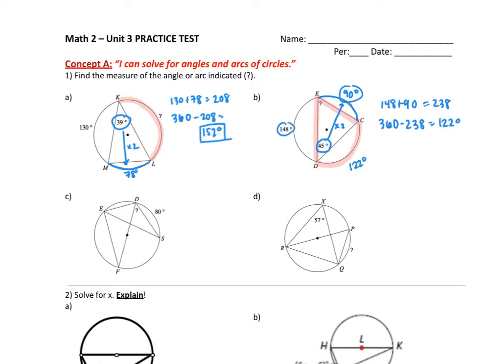So now to solve for the angle, I'm just going to divide that by 2. If we have the arc and we want the angle, we do arc divided by 2. So 122 divided by 2 is 61 degrees.